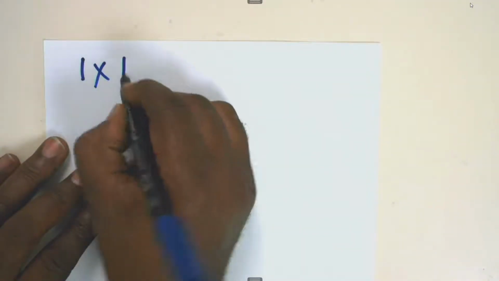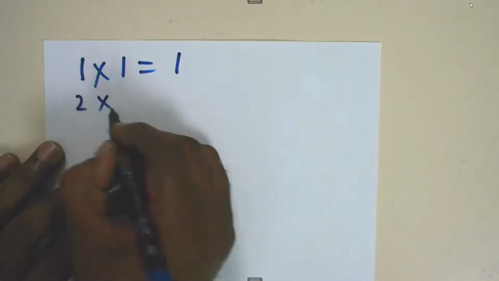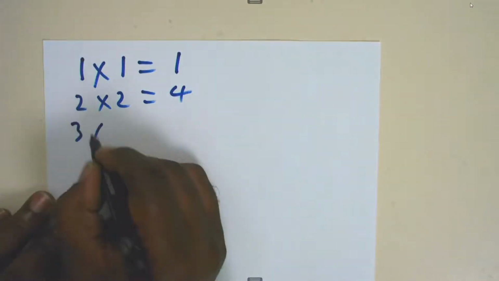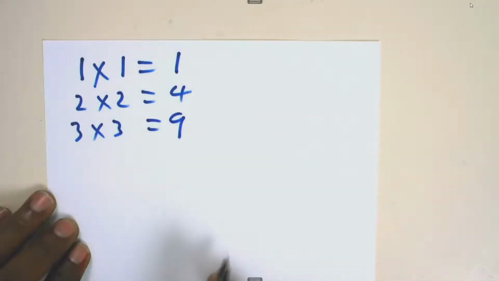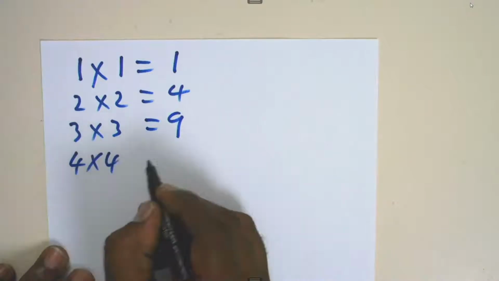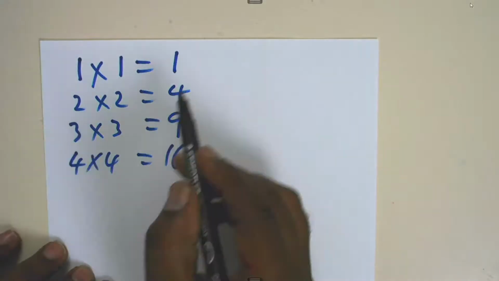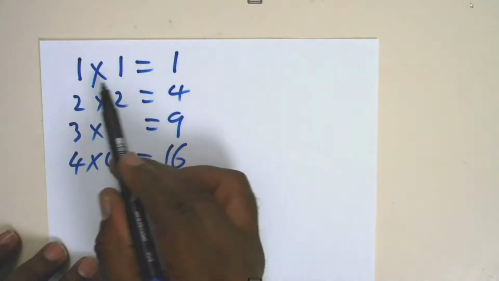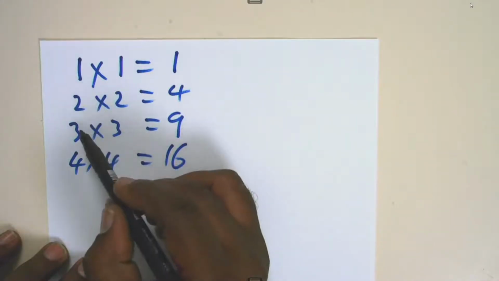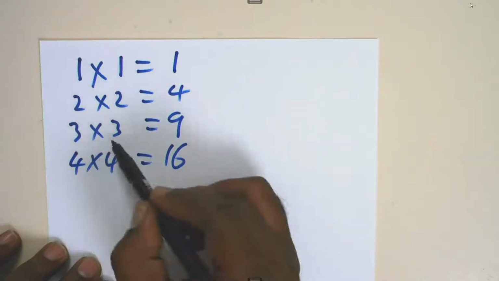1 multiplied by 1 gives us a square which is 1. 2 multiplied by 2 gives us a square which is 4. 3 multiplied by 3 gives you a square which is 9. 4 multiplied by 4 gives you a square which is 16. So a square is formed by twins: a square is formed by multiplying a number by itself.